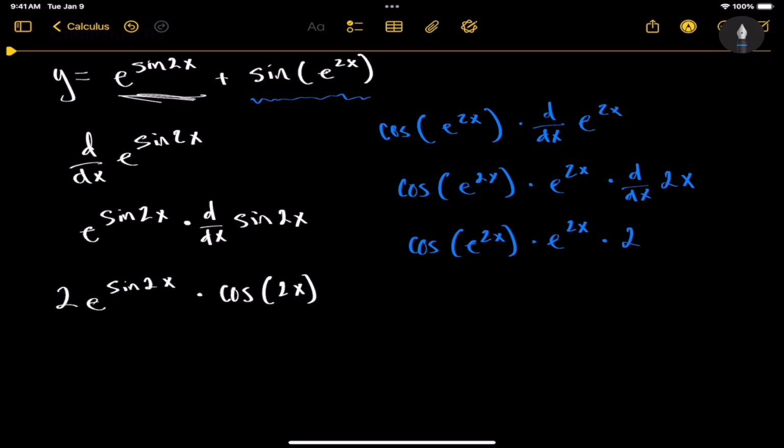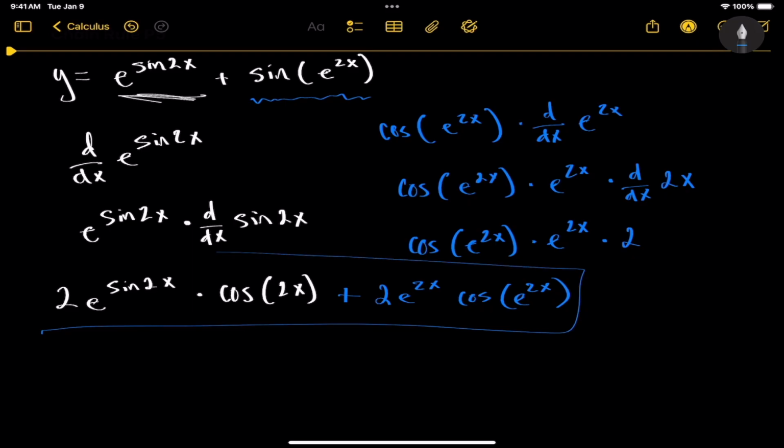So we're going to go ahead and write plus. Do not forget the plus. And we'll write the 2 first, and then the exponential function here, e to x, and then cosine e to the power of 2x here. And that is your final answer for this problem, this part right over here.